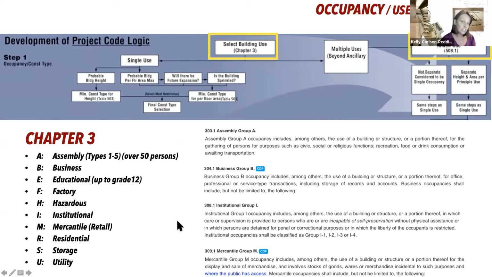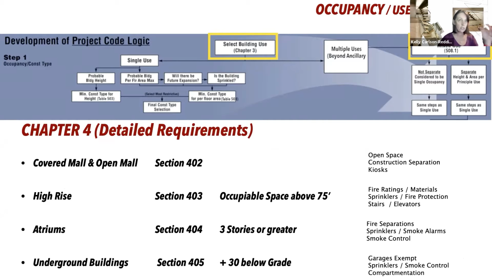First though, that's in chapter 3 where we look at our main kinds of occupancies, but we may also have special conditions. In chapter 4, they go into special types of spaces that will also have different building code requirements. So covered malls and open malls, quite possibly. High rise, absolutely, because by definition we are. Atriums, 3 stories or greater, quite possibly. Underground buildings, and they're not really referring to underground parking. But if you had other kinds of spaces for public gathering or use other than parking garages, you might have underground building components if they are more than 30 feet below grade, quite possibly.